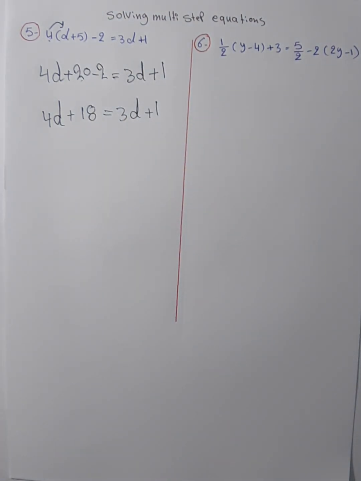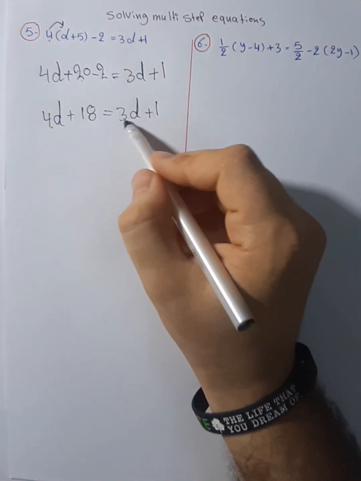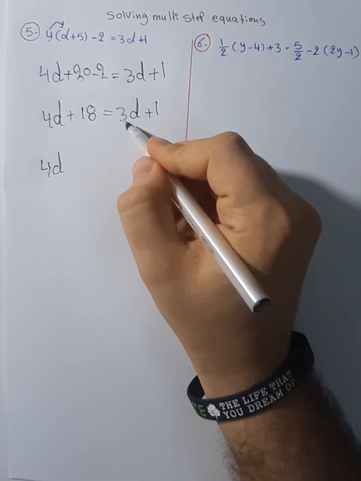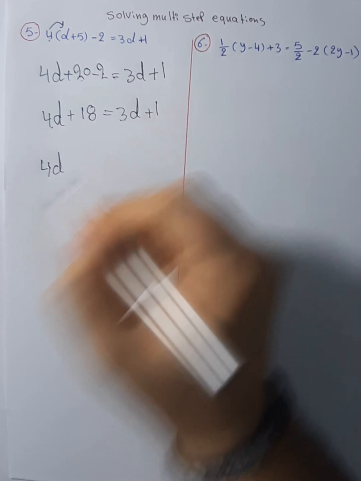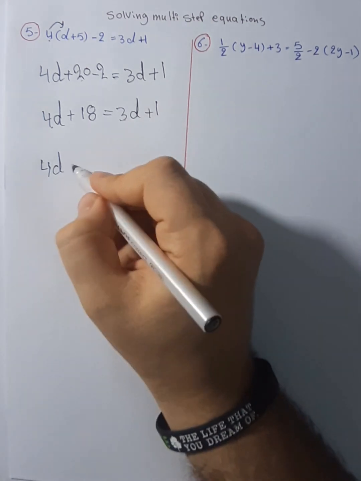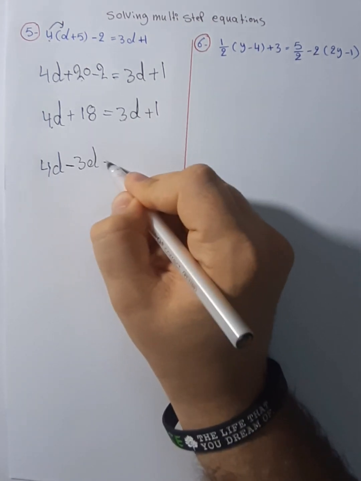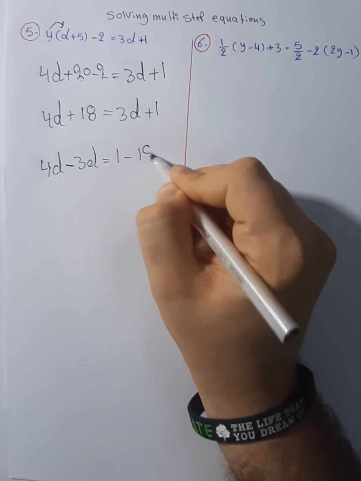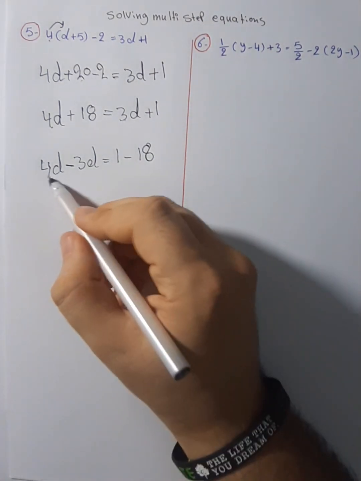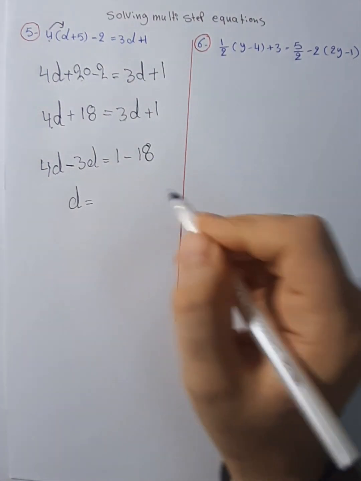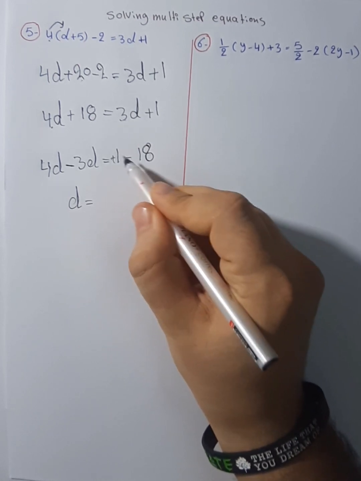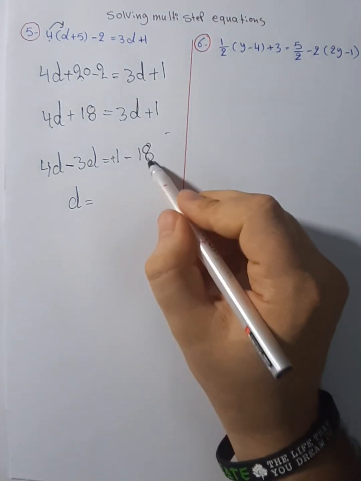After that, we can combine the like terms. The like terms are 4d and 3d. So you have to write 4d. We have to change the place of 3d to the left side. Positive 3d becomes negative 3d equal to 1 minus 18. After that, we can solve these two terms. 4 minus 3 equal to 1, so this stays, and then 1 minus 18, this one is positive, plus times minus equal to minus, so you have to subtract these two numbers.